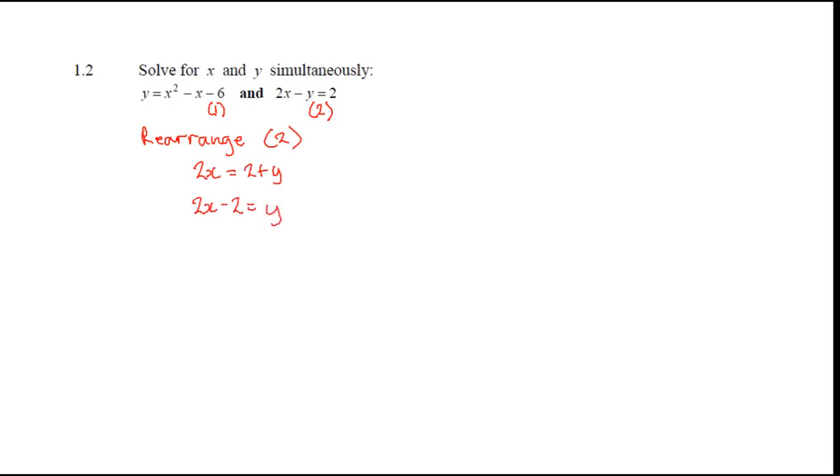Okay, now I'm going to take this and substitute it into equation number 1. Rather, let's call that equation number 3 because we might need to use it later. So we have 2x minus 2 being equal to x squared minus x minus 6. Okay, so let's take this over. If we have a 0 there, that's going to be x squared minus x minus 6. Okay, this 2x positive comes over, becomes a negative. This negative 2 comes over, becomes a positive.